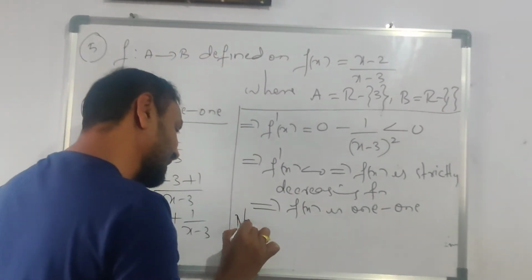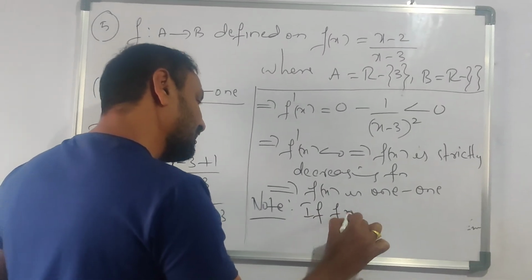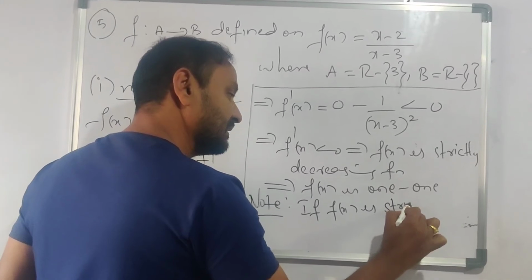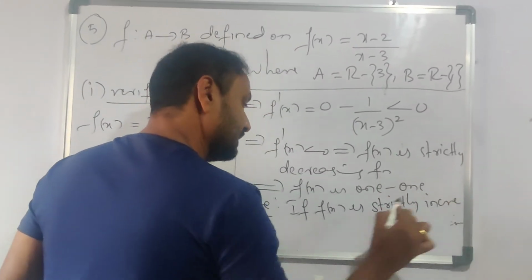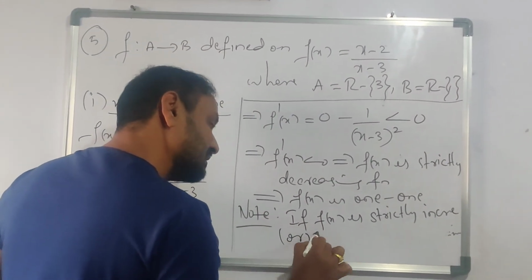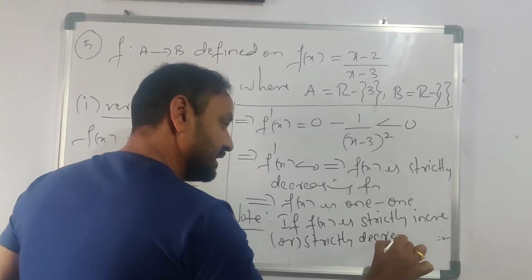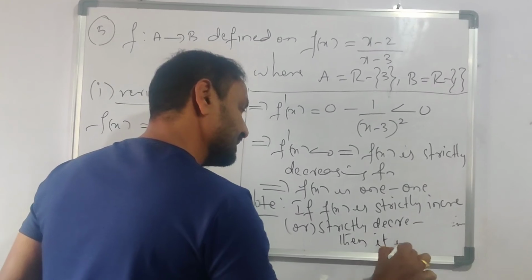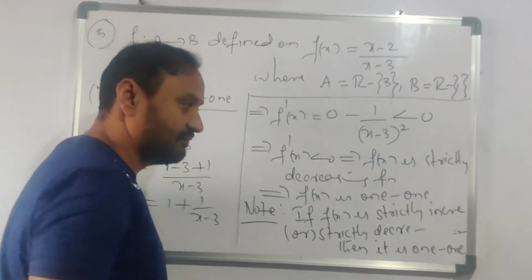Note, I am writing here: if f of x is strictly increasing or strictly decreasing, then it is 1-1. Verify onto.